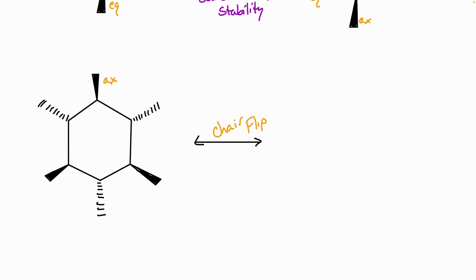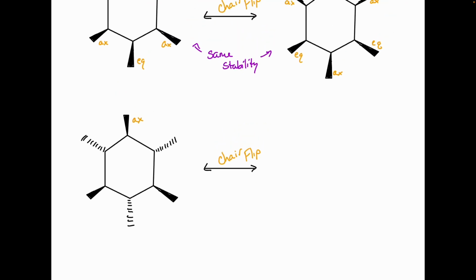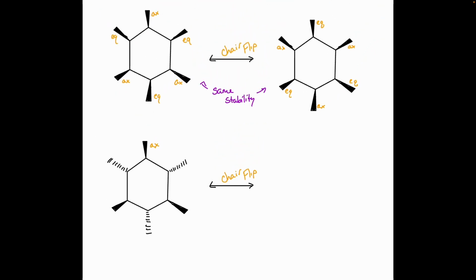All right, if we do the next example here, we said that if this bond was a wedge, it would be in the equatorial position, but now it's on a dash, so it's in the axial position. And then this one's in the axial, so then all of these are in the axial position. With my chair flip, all my axials are going to become equatorials.